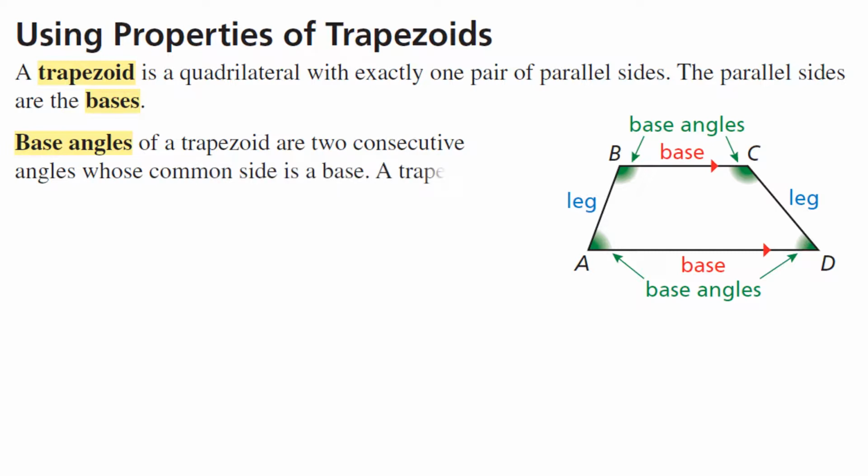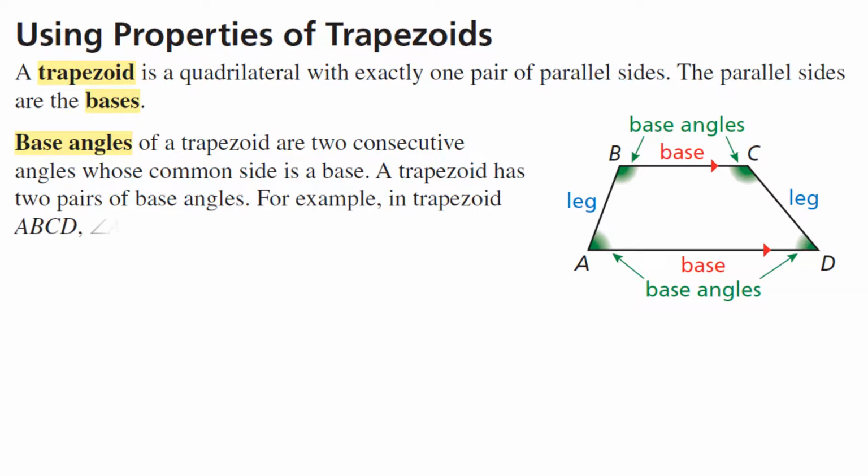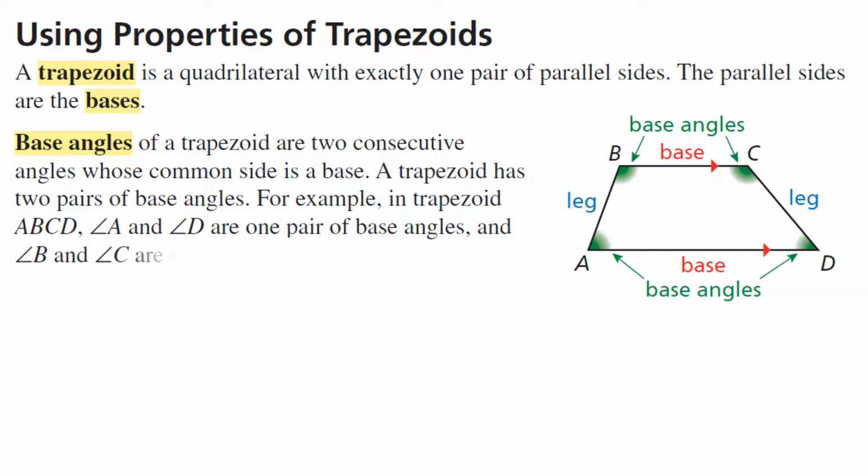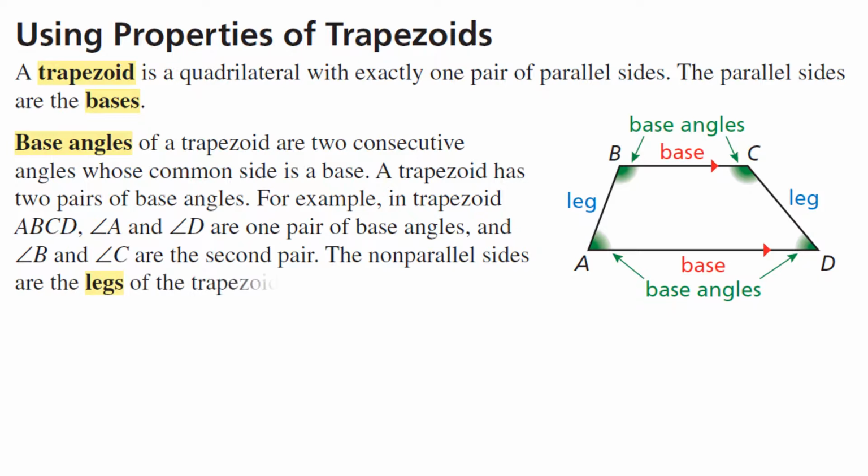Notice the base angles share a base, and so they're paired up. One pair of base angles on one base, the other pair of base angles on the other base. And of course, we've got other sides too. And so the sides that are not parallel, we call those the legs.